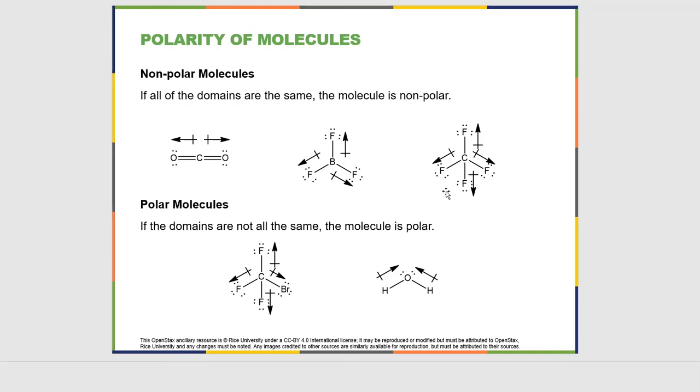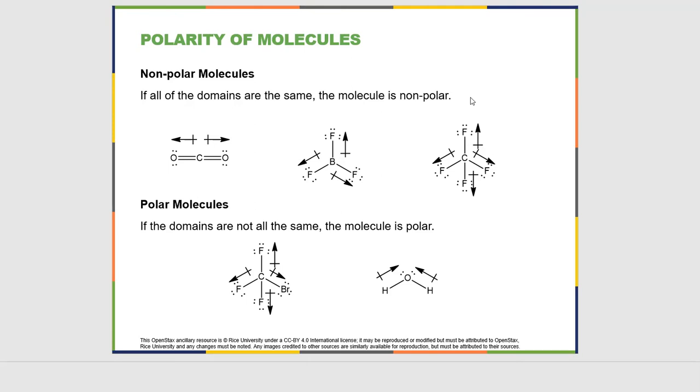So the question becomes, what do these three examples have in common? What these three examples have in common is that all of the domains are the same. If all of the domains are the same around a central atom, the molecule will be nonpolar, even if the individual bond is polar. Fluorine is certainly capable of pulling electron density away from carbon, but it's not pulling against carbon. It's pulling against three other fluorines, and that's why it cancels out. So if all of the domains are the same, the molecule is nonpolar.